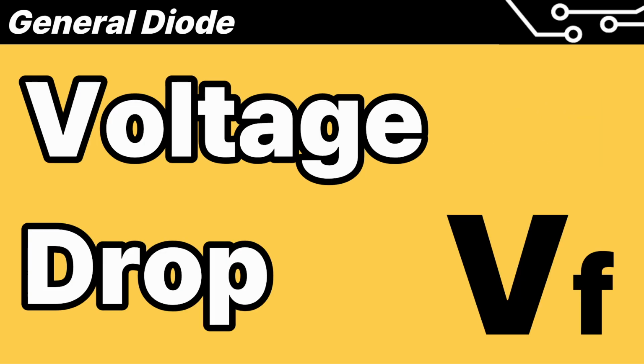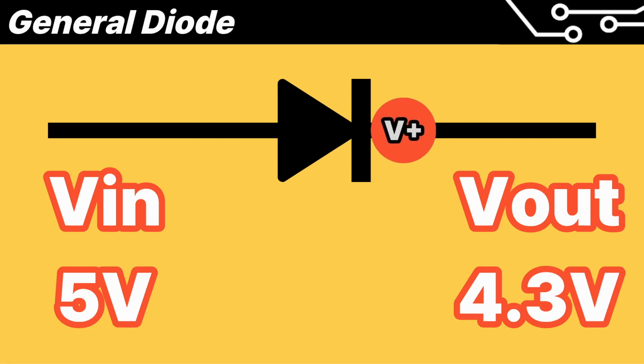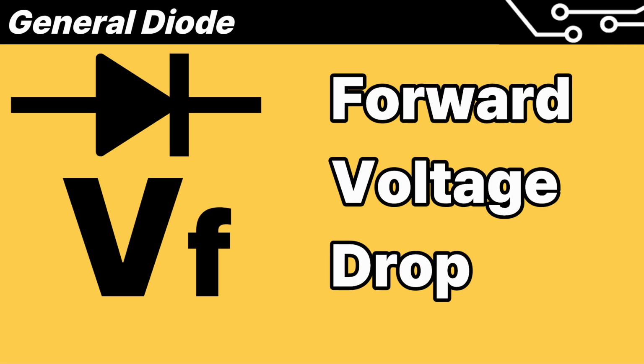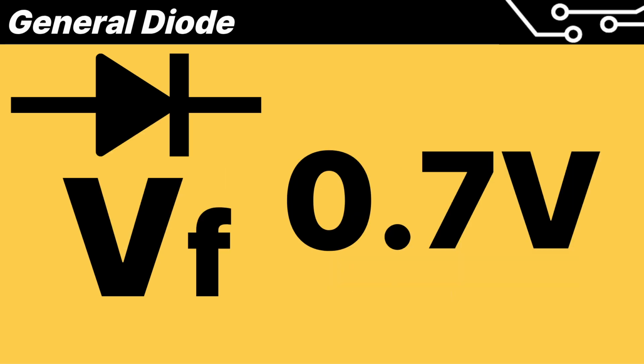However, problems like voltage drop occur. For example, if you input 5V, the output voltage after passing through the diode might become 4.3V. Why does this problem happen? We call this forward voltage drop. Think of it as a sort of toll fee. The forward voltage drop of a general diode is about 0.7V.